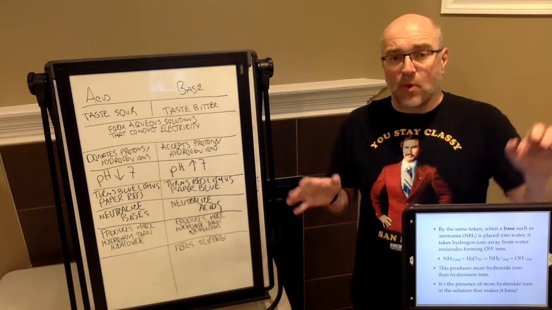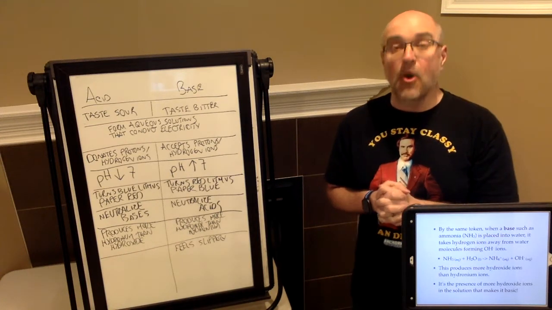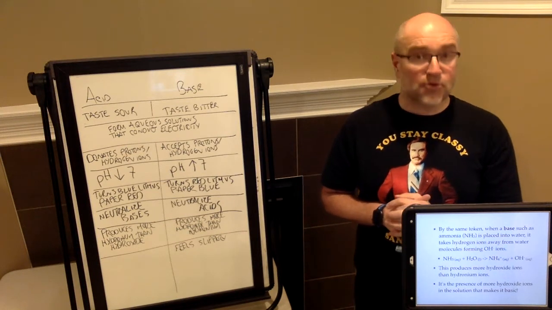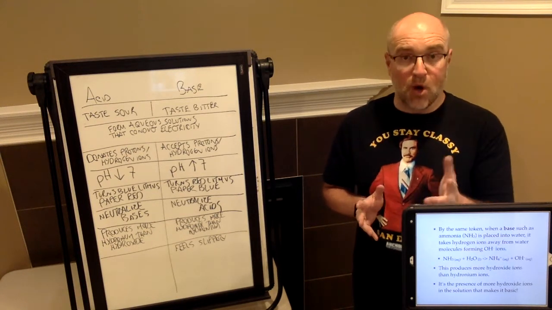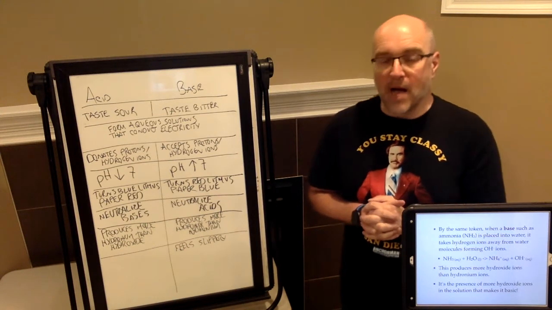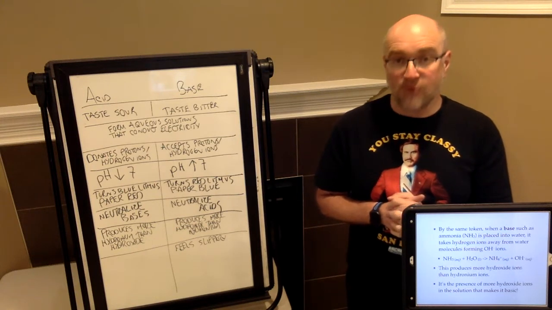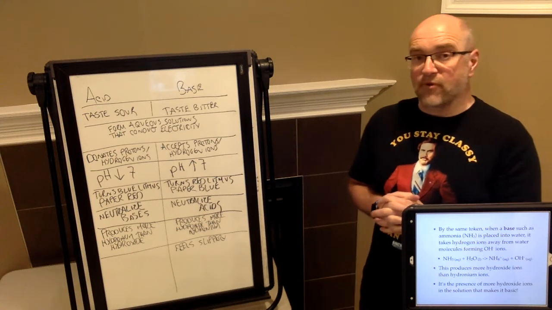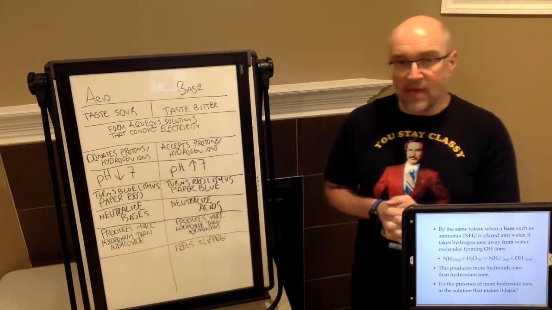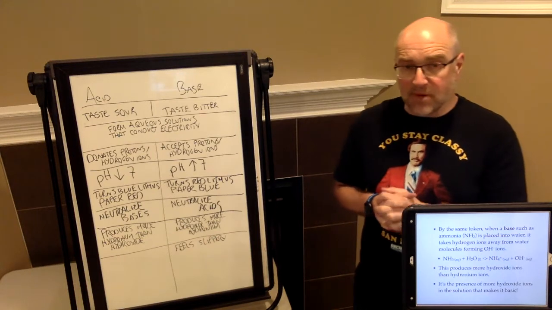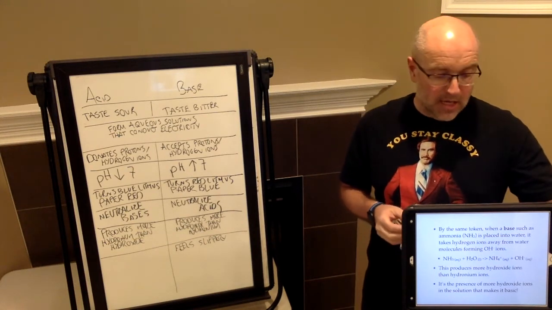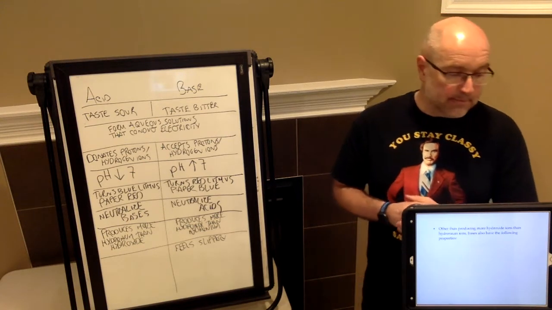An example of a base, and the one that's on the slide here, is ammonia. When you add ammonia to water, you're going to have NH3 plus H2O. And then you're going to get out of that ammonium ions, which are NH4 positive, and you're going to be left with hydroxide, OH negative ions, left behind. So that would be an example of a reaction with a base and water, and why you're getting more hydroxide in the solution as opposed to more hydronium.